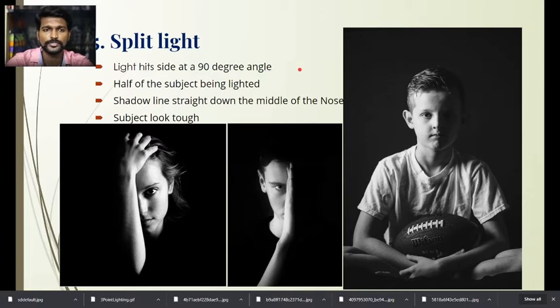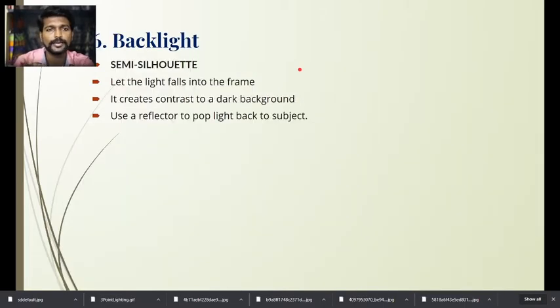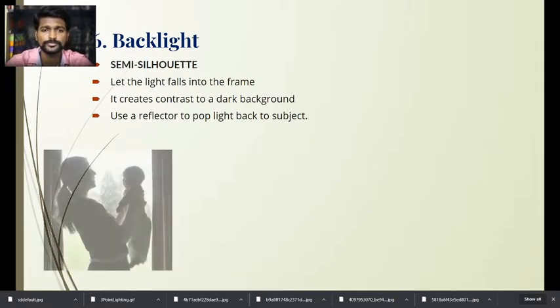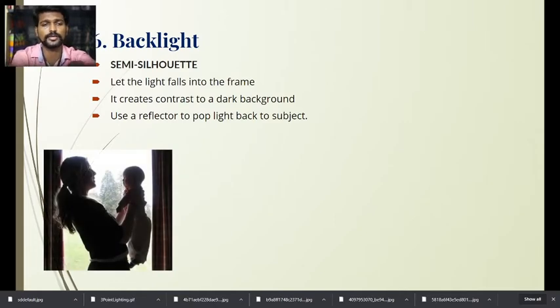So we'll go for the next lighting. Backlight. So backlight I already told you, we saw in the 3-point lighting, key light, fill light and backlight. So backlight is also called a semi silhouette. I show you an example. So this is a backlight. I hope you all remember that I showed you an example for silhouette. So this is a semi silhouette, whereas we can see the subject through the backlight.